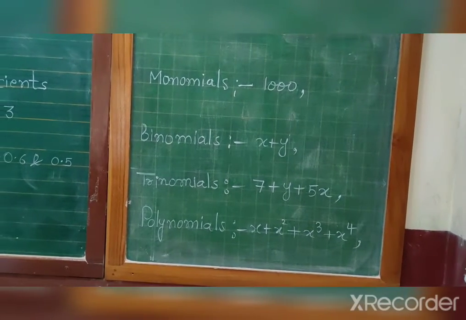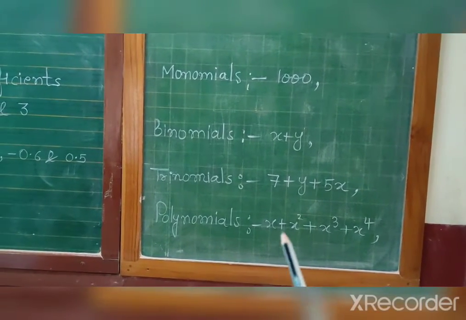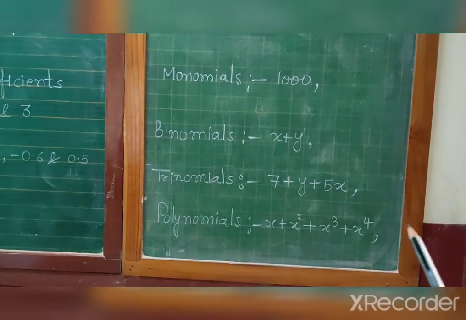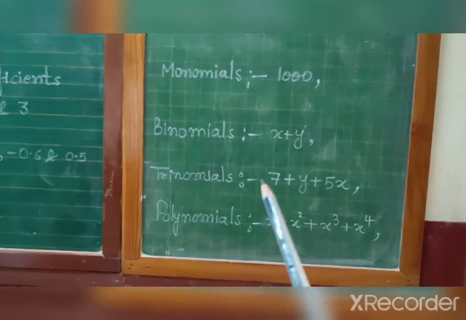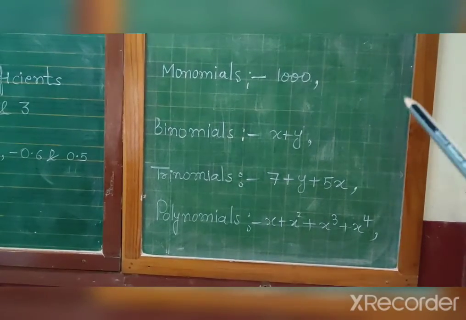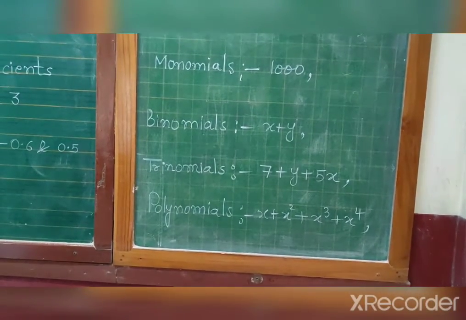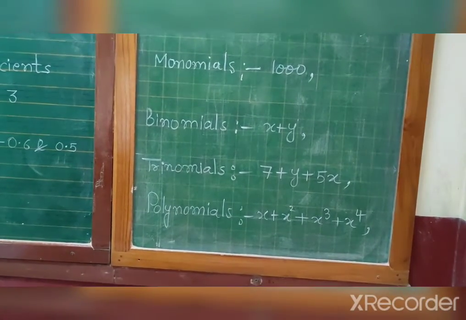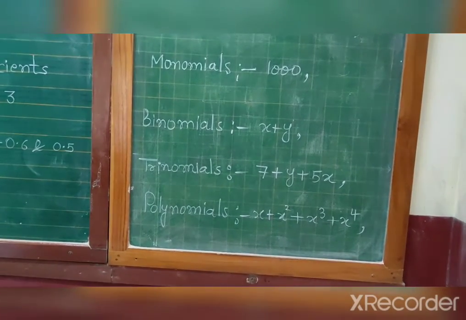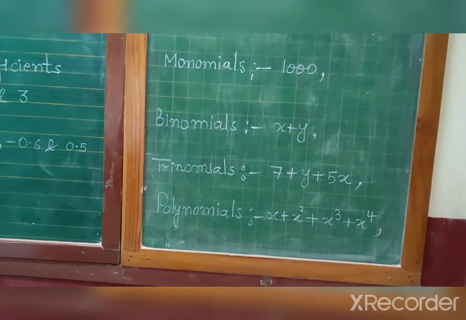Now the third one is a polynomial, because it has more than 3 terms: x plus x square plus x cube plus x to the power 4. Then the fourth expression will be a trinomial. In this way you can write. Okay, for the rest of the expressions you will find monomials, binomials, trinomials and polynomials. You will also calculate the coefficients, that means the numerical values, in the monomials.